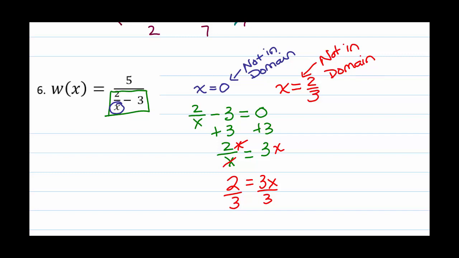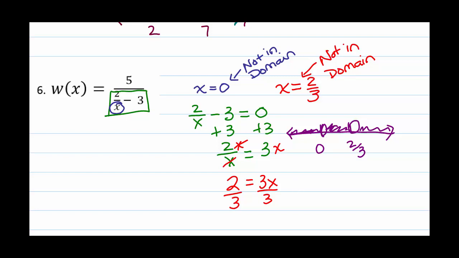Everything else is in the domain. Every other possible number is in the domain. So what value is smaller? 0. And then 2/3, not included, not included. Everything between, everything to the left, everything to the right. So the only thing that's not included is 0 and 2/3.